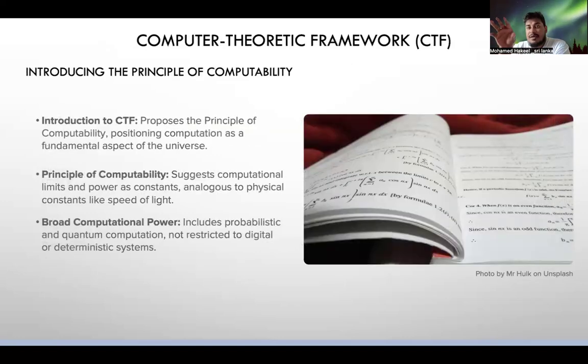Computer theory framework, CTF. Introducing the principle of computability: the introduction of CTF proposes the principle of computability, positioning computation as a fundamental aspect of the universe. The principle of computability suggests computational limits and power are concerns, akin to physical concerns like the speed of light. Broad computational power includes probabilistic and quantum computation, not restricted to digital or deterministic systems.